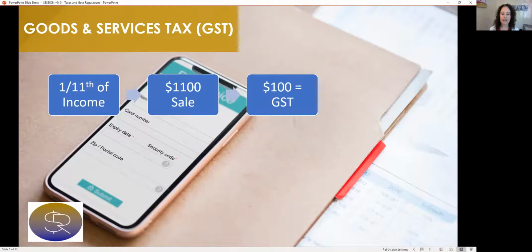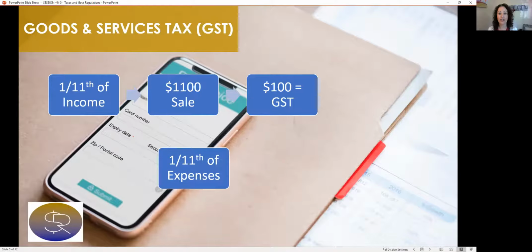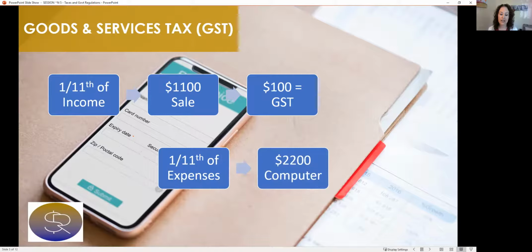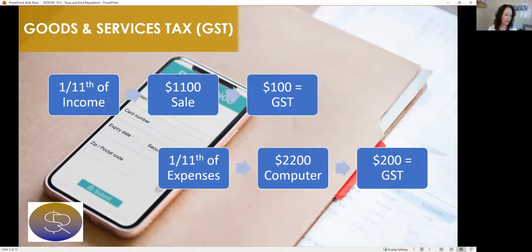Likewise, if you are making a business purchase of, let's say, a computer for $2,200, the GST component of that is $200, and that's what we can claim back from the tax department. If we bear in mind those principles, that's what we're going to base the rest of this talk on with the GST.